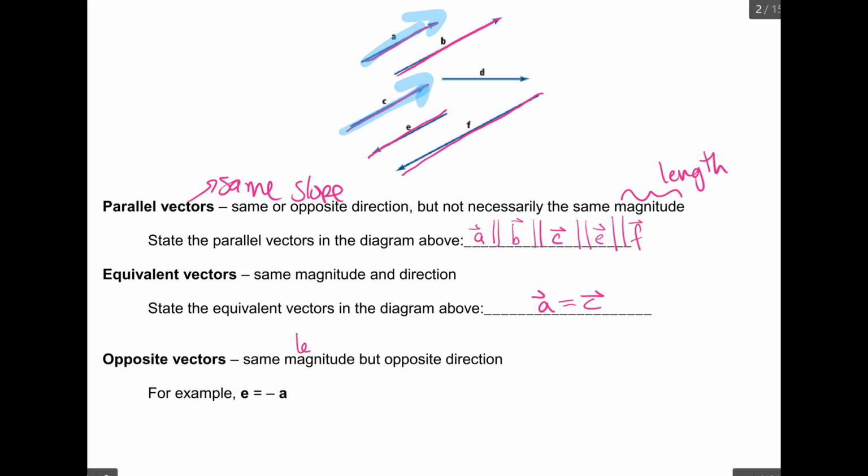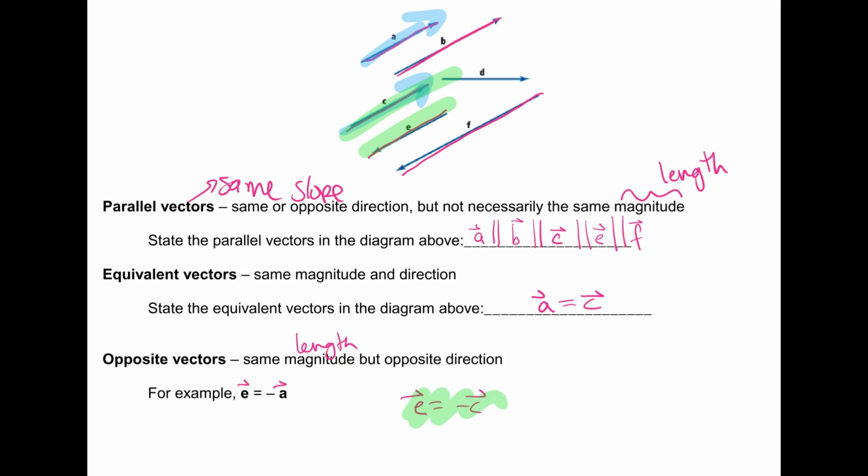So could it also be, E is the same size? E is the same thing as negative A, and also you could say E is equal to negative C, because E and C are going opposite directions. But they're the same length, so we say that they are opposite vectors. You could also say A is equal to negative E. Okay, C is equal to negative E. You just have to make one of them negative.